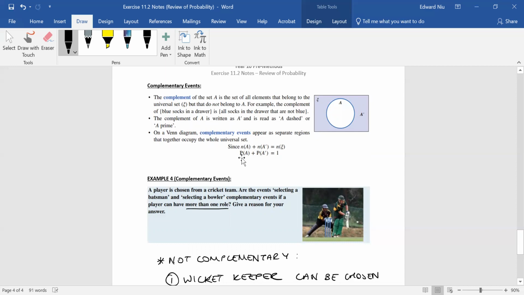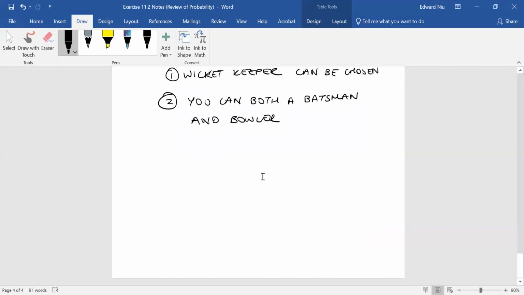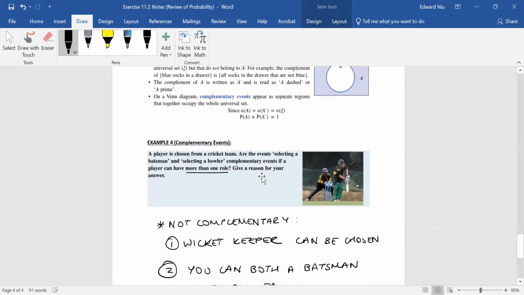Okay, so what else? The probability of getting a 1 on a dice and the probability of not getting a 1 on a dice. That would be complementary because they add up to 1. That's all for 11.2 for now.